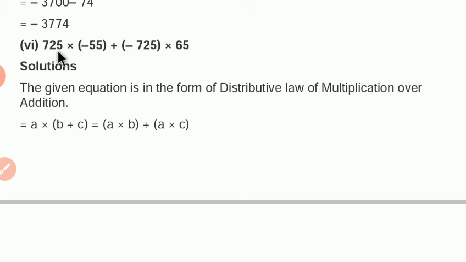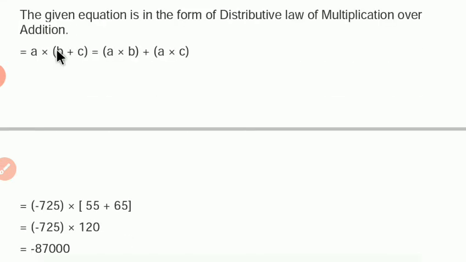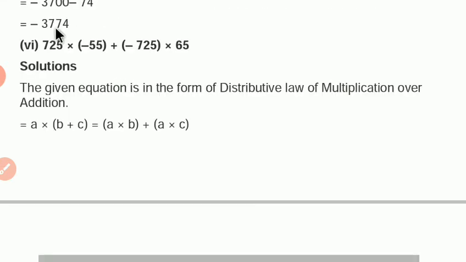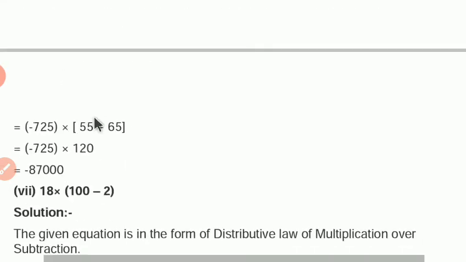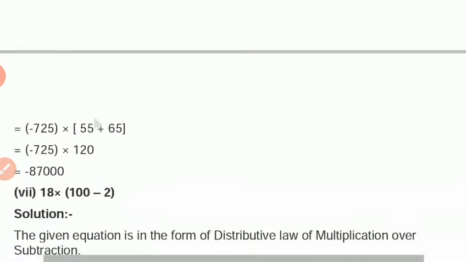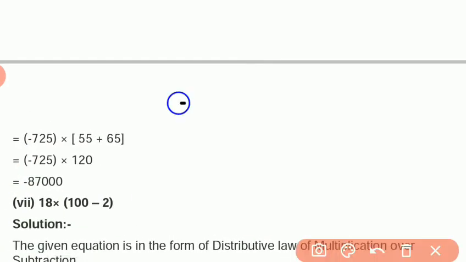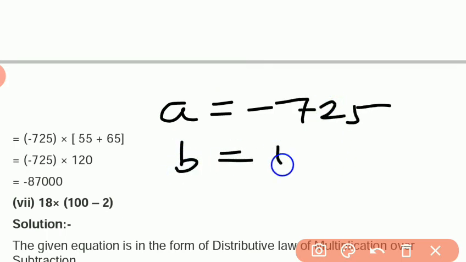But here it is given negative, and on this side it is positive. So we can take the sign of 55 to minus 725. So we can write it as minus 725 into plus 55 plus minus 725 into 65. So on both sides the value of a will become equal, which is minus 725. So here a is equal to minus 725, b is 55, and c is equal to 65.